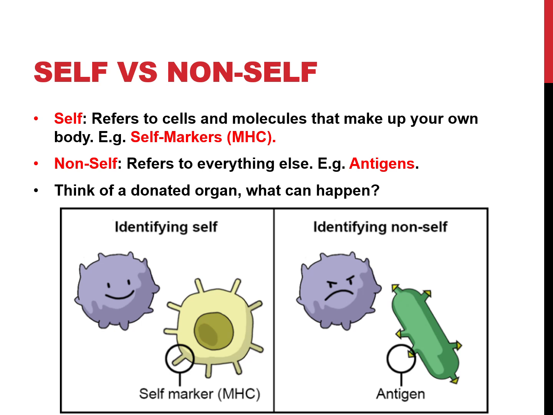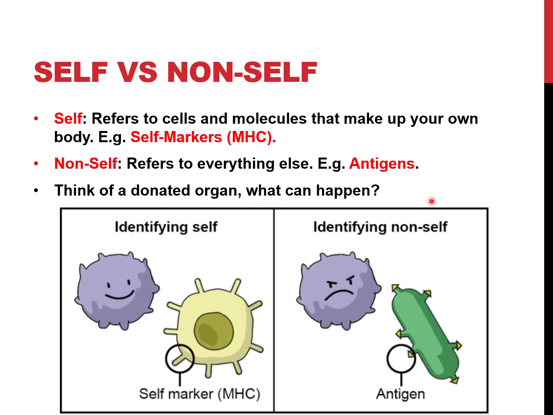So what's self? It refers to cells and molecules that make up your own body. We call those MHC markers. And we have non-self markers, which is anything else that is a marker from any other organism or thing coming inside you, some sort of microbe or anything. We call that non-self, and we also refer to those as antigens.